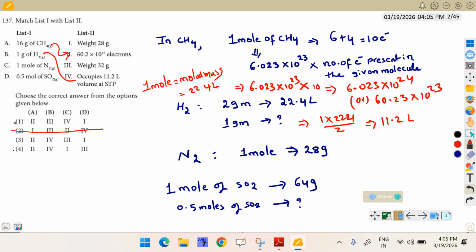B4. Remove first option also. And nitrogen: 1 mole of nitrogen weight is 28 grams. So the correct option is the fourth option.